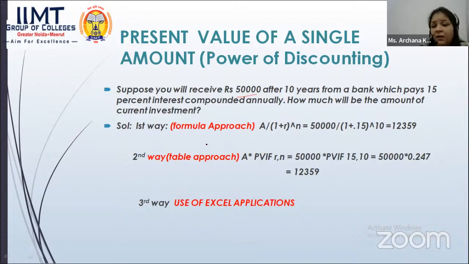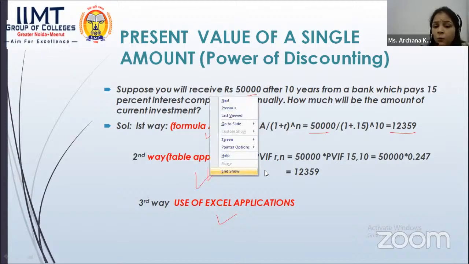Again, we have three approaches: formula approach, table approach, and Excel approach. In the formula approach, just opposite of future value of lump sum, we have A upon (1 plus R) to the power n. So we'll put 50,000 upon (1 plus 0.15) to the power 10, and we'll get, with the help of a calculator, 12,359.